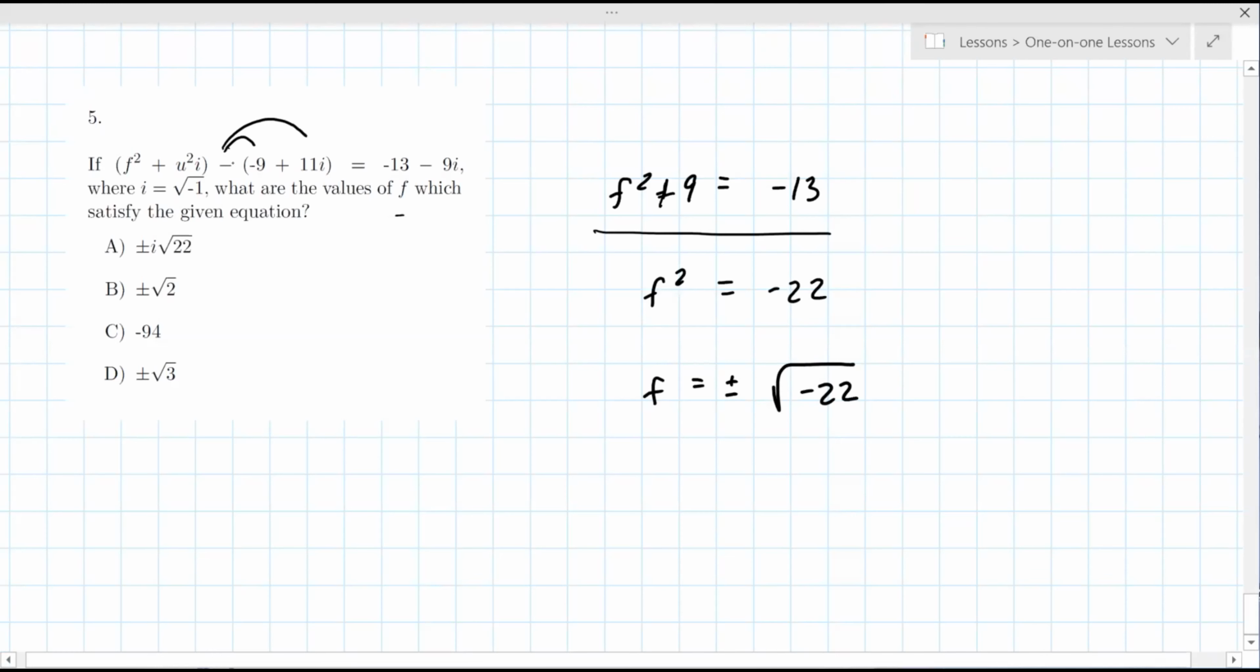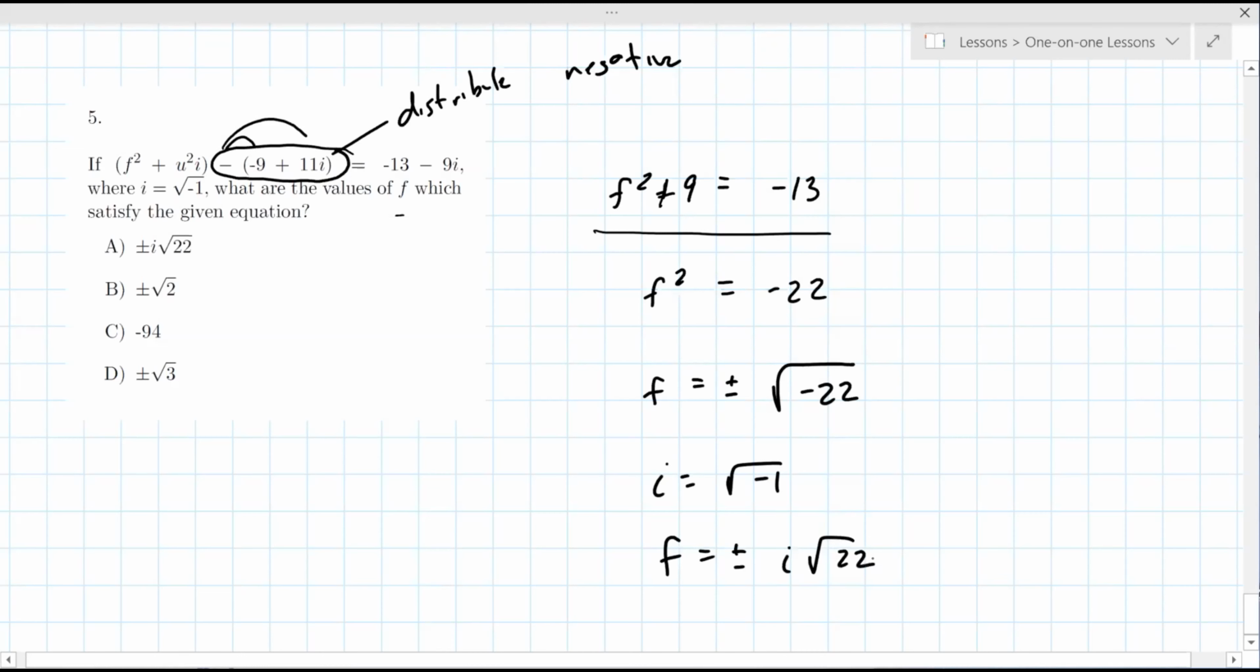I see. That right there is a really common thing to see in the SAT: distribute a negative. I don't know why, but all the books emphasize that. What usually happens is the second one is not remembered. The first one is, but you do it to both, and you solve here. So they tell you that i equals the square root of negative 1, so f equals plus or minus i square root of 22. That one. So A. Okay, A is correct. Yeah.